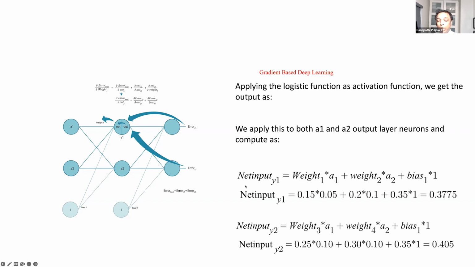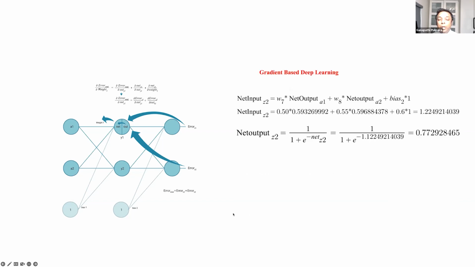So here we have computed the net input y1. Now we're going to compute the net input y2. So this is the value we obtained for this. Now we're going to go and compute the output processing neurons, which are Z1 and Z2. So we're going to compute the input for those, and that will be the weight of that multiplied by net output A1, which we already computed earlier, and then the W8 of net output. So that gives us the net input for Z2.